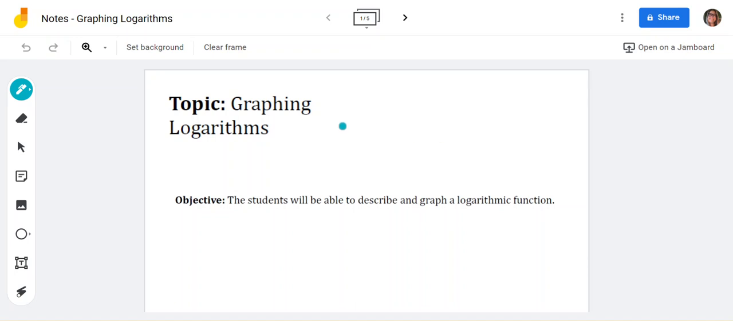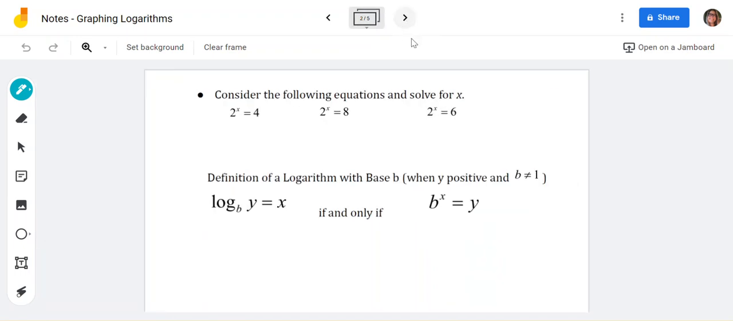Today we're going to be graphing logarithms. Our objective is that the students will be able to describe and graph a logarithmic function. So consider the following equations and solve for x. 2 to the x power is 4. Well, we know 2 squared is 4, so we know x equals 2.